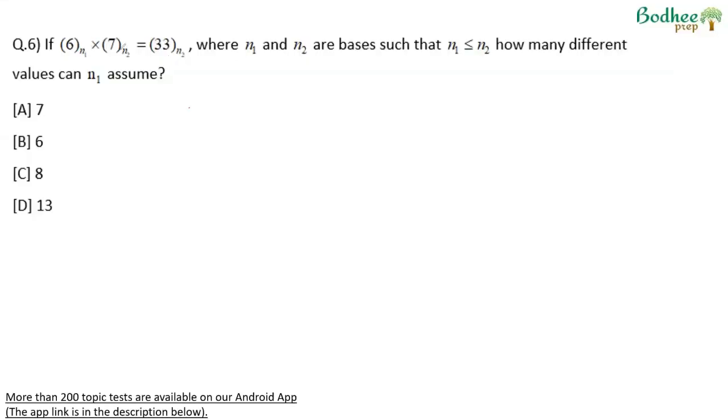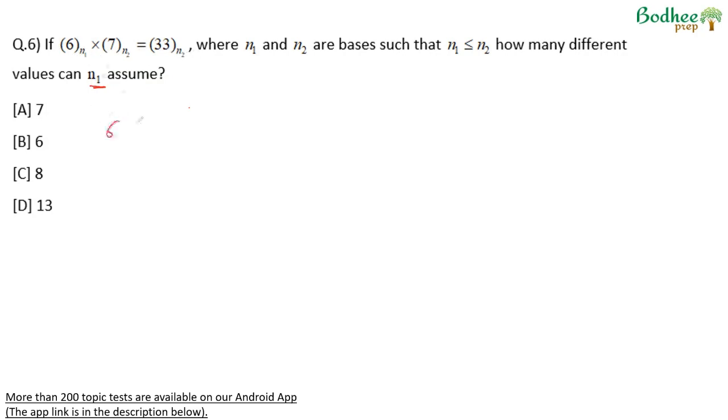If 6 to the base n1 into 7 raised to the base n2 is 33 to the base n2, where n1 and n2 are bases, so that n1 is less than or equal to n2, how many different values can n1 assume? Let's convert everything into base 10.